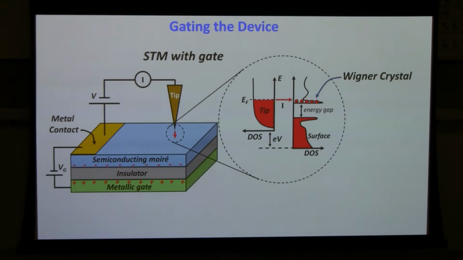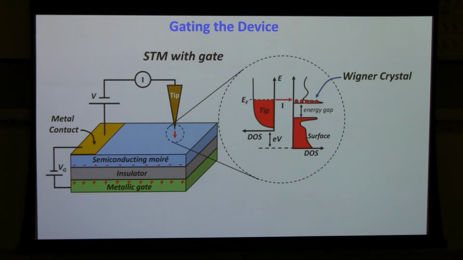Well, one way to do it is to gate the system. What a gate is, it's just a metallic electrode that you put under your sample. You put an insulator and a metallic electrode. As you can see, it's just a capacitor. You just build your sample into a capacitor. You put a voltage across it. You charge up the capacitor, and that charge goes into the conduction band.